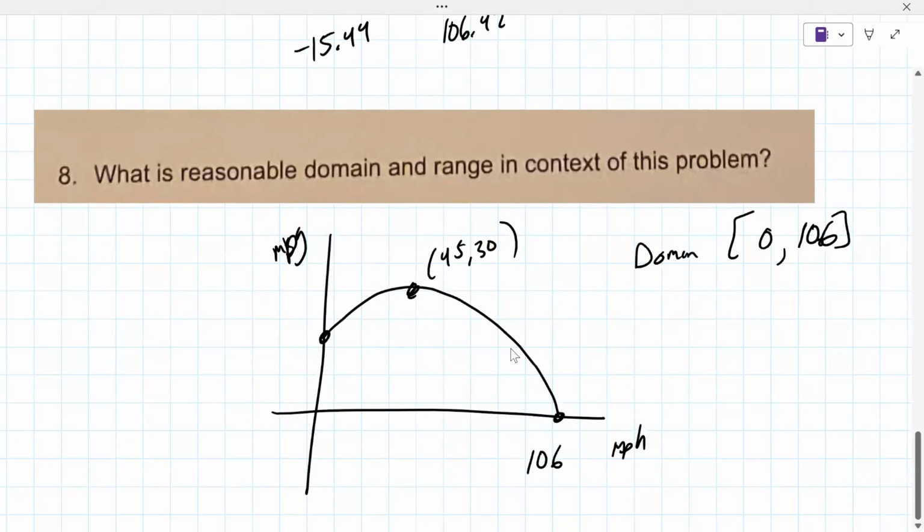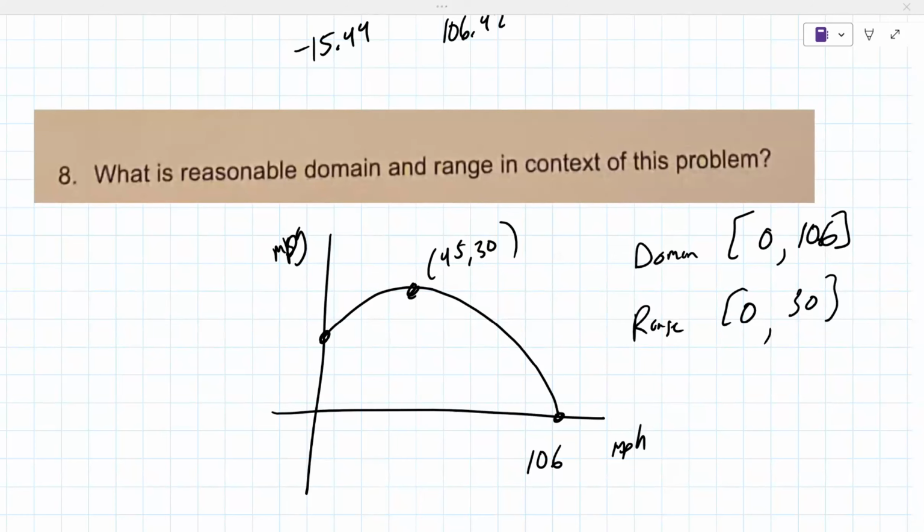So your domain is 0 to 106. Your range is 0 miles per gallon. That's down here. That's not very good. All the way up to the y value here, which is about 30, you said. Main range 0, 30. So then, do I need to write it like x slash x?